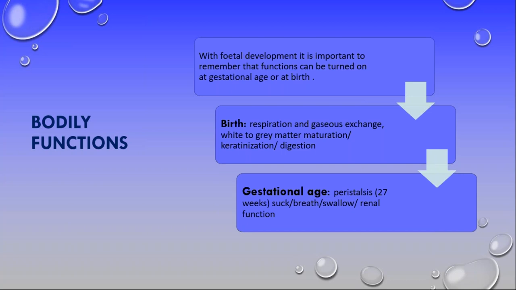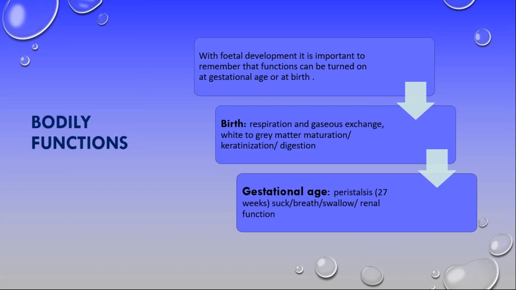So when we look at developmental care, remember that these micropremies, so the 26 weekers to 32 weekers, for this keratinization to happen, prior to that, we will nurse them in a hybrid incubator. Gestational age, peristalsis only really starts showing up at 27 weeks of age, and the baby will start making sucking, breathing, and swallowing motions within the uterus at the same age, and the renal function will slowly improve.